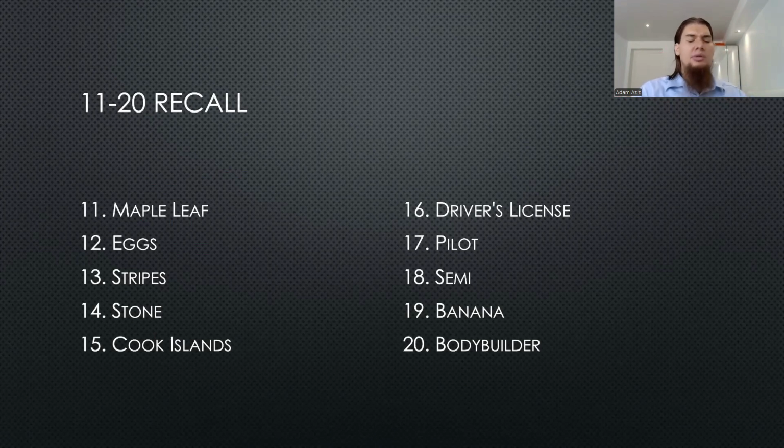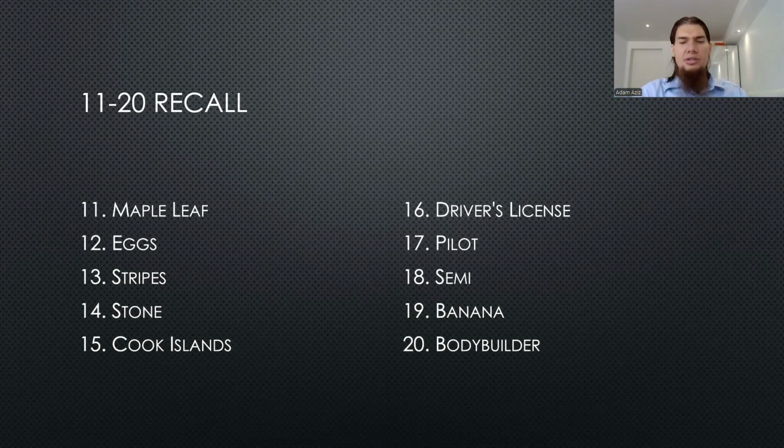Number 13 is stripes. Where were the stripes painted? They are painted on a wall. Number 13 is wall. Number 14 is stone. Where was the stone? It was on stage in a theater. Number 14 is theater. Number 15 is Cook Islands, because it's a chain of 15 islands. What was happening with the islands? A water slide was connecting island to island.